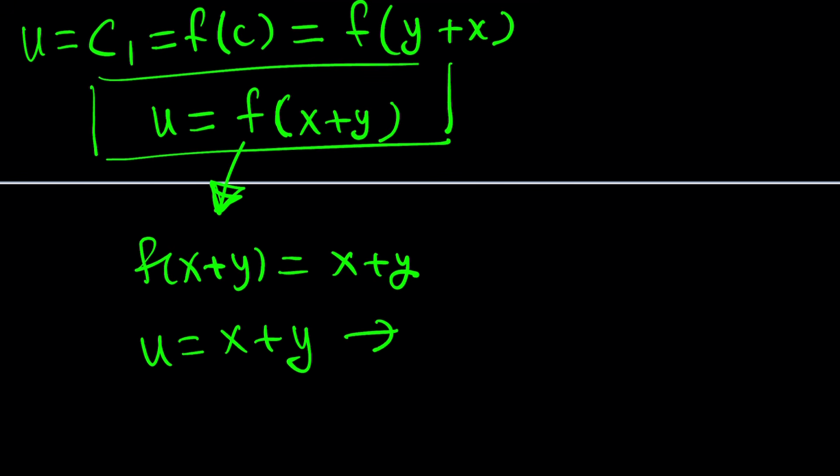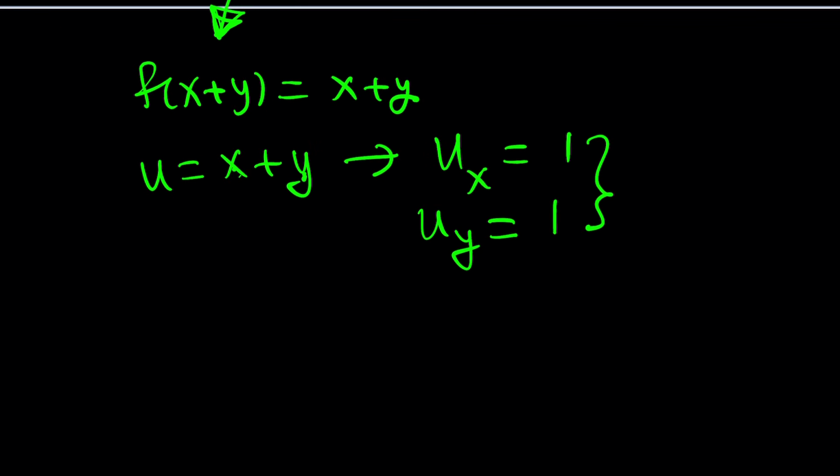Let's check it out. Differentiate this with respect to x. You're going to get 1 because the derivative of y is 0. Differentiate this with respect to y. The derivative of y is 1. The x is constant. So, as you can see, ux is equal to uy.